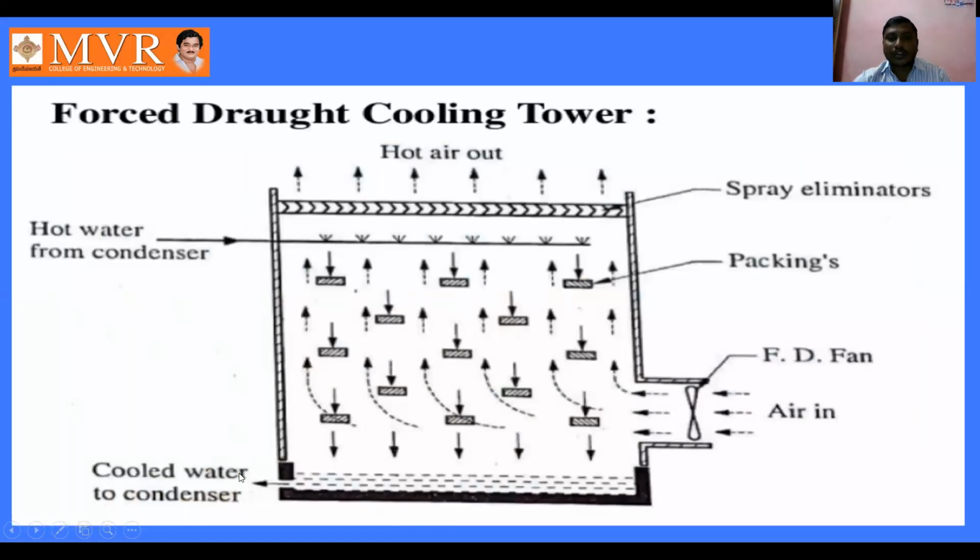Here we can observe in the diagram that when this fan is kept at the top position of the cooling tower, it is named an induced fan or induced draft cooling system. The procedure is the same for induced draft also, but the fan is kept at a different place. For forced draft we keep the fan at the right side of the cooling tower, but for the induced draft cooling tower, we keep it at the topmost position.